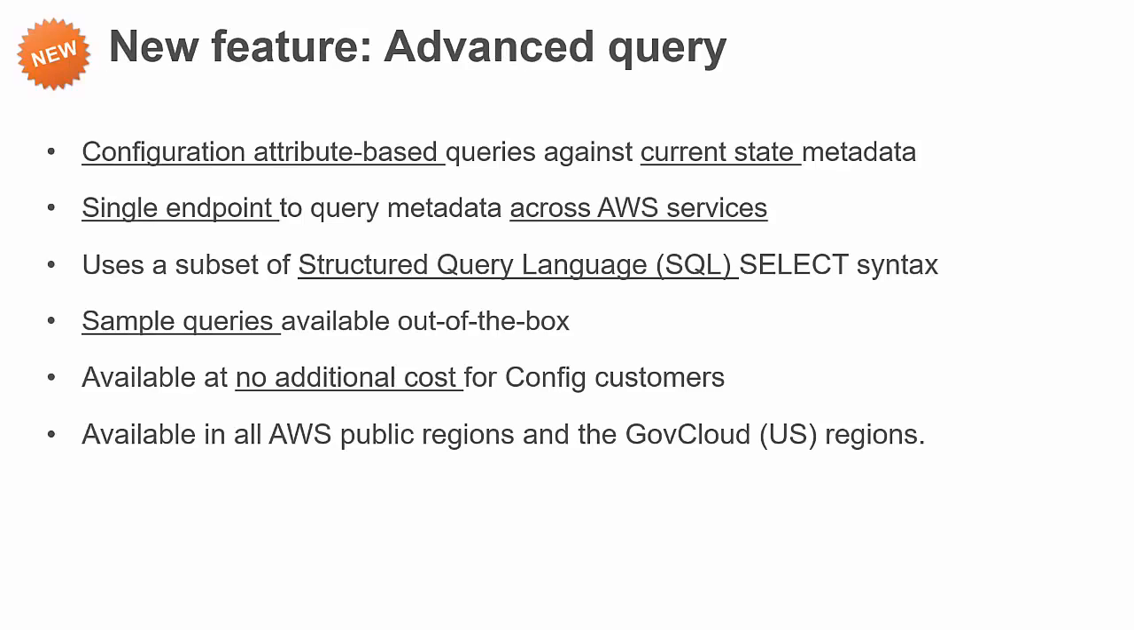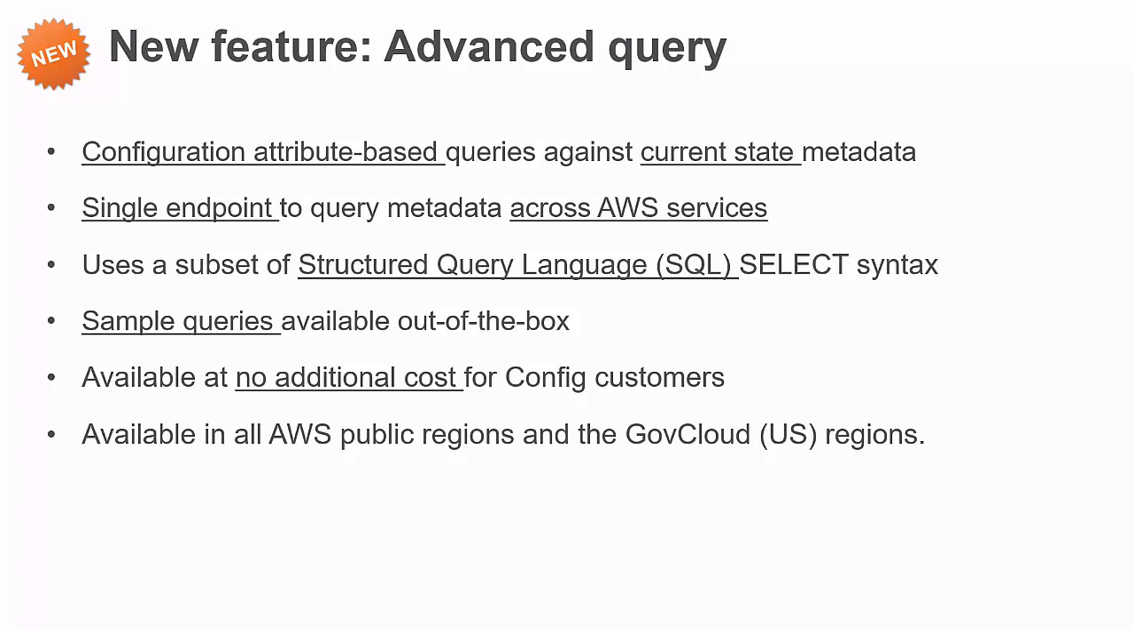So now let me talk about some of our recent launches that will help with inventory management and configuration compliance management. So I'm super excited to talk about a new feature that we launched last week. It's called Advanced Query, and it allows you to query the configuration of a resource based on its properties. Now, this is really valuable because now you have a single endpoint to query exactly what you need without performing AWS service-specific API calls. It uses a subset of SQL Select as the query language, and we've provided some sample queries out of the box in order to get you started quickly.